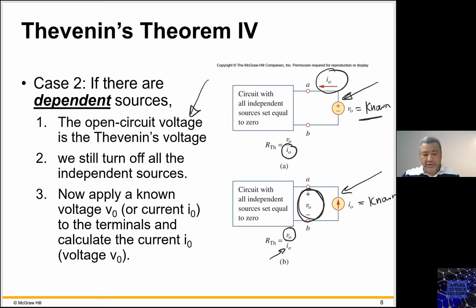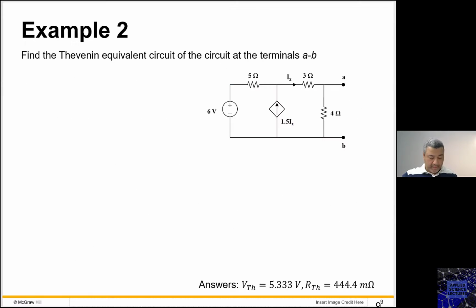So when I switch off the independent sources, I cannot find the R Thevenin the way I did it for case number one. I have to hook up a known source and calculate the withdrawn quantity. So if I put a voltage source that I know, I need to calculate how much current would be withdrawn from this voltage source. If I put a current source that I know, I need to calculate how much would be the voltage drop across that source. And then R Thevenin is the ratio between this voltage and the current. Okay? So this is one of the ways.